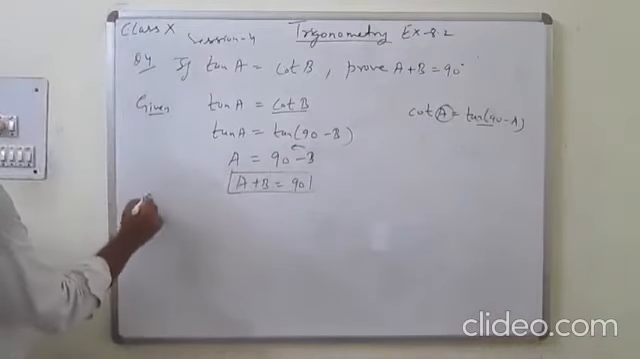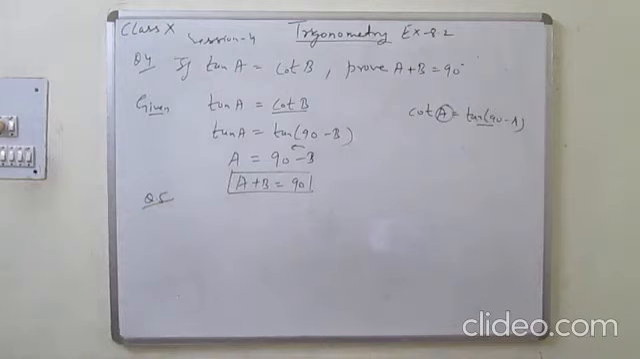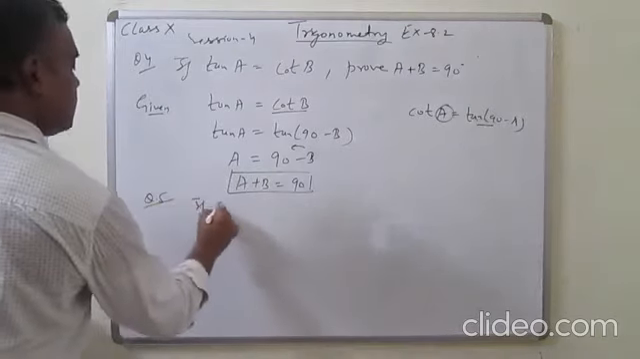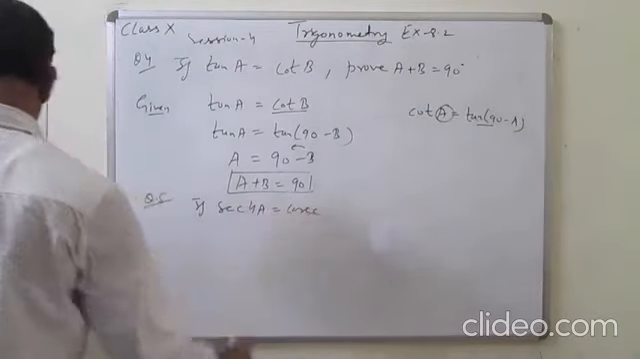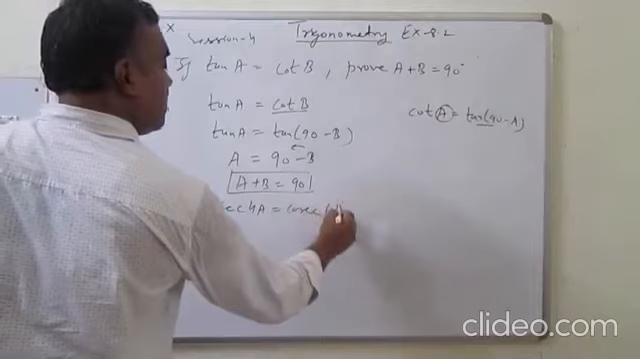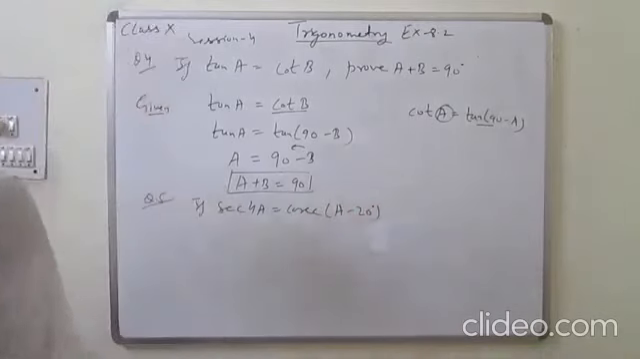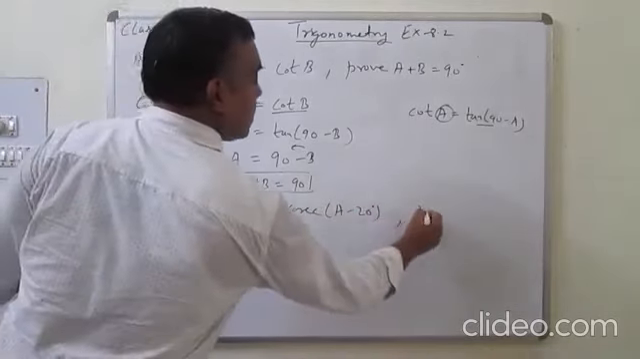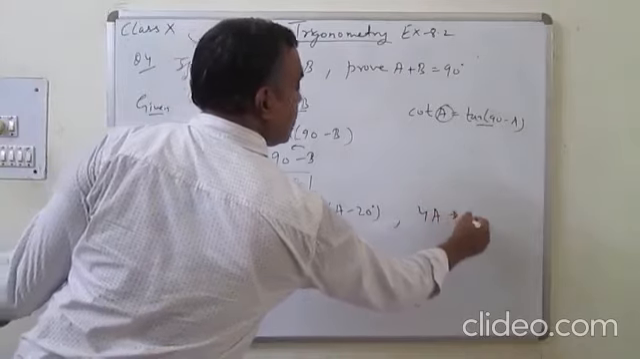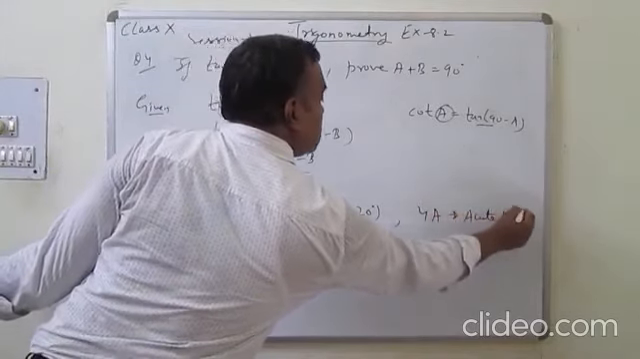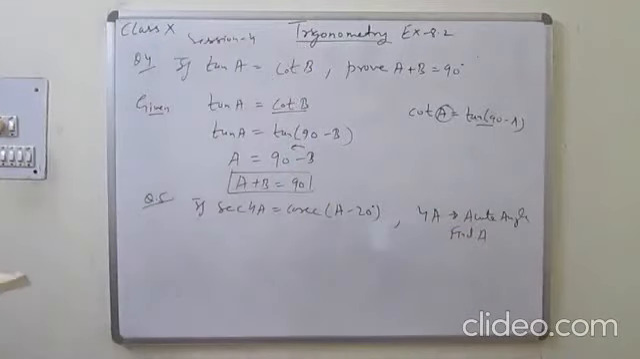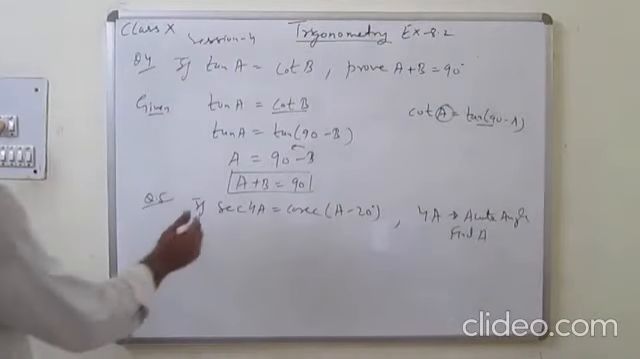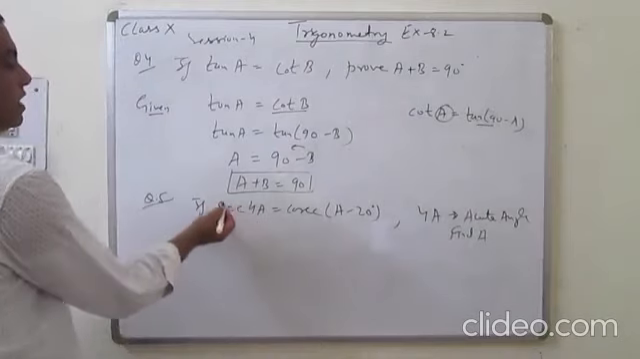Now I will take question number 5. If sec 4a is equal to cosec a minus 20, where 4a is acute. Here 4a is an acute angle. And find A. What do we have to do? Find A.